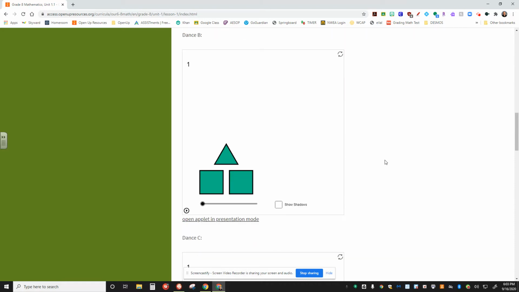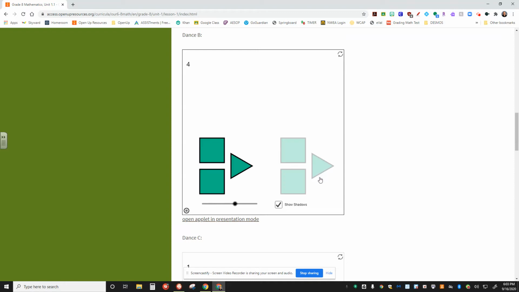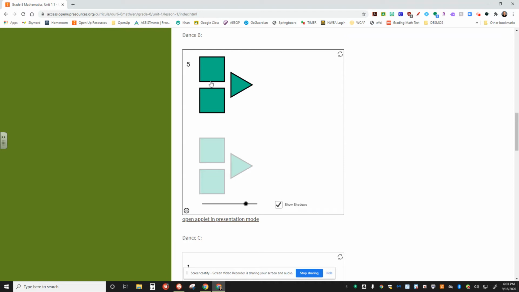Whoops. If we go here to Dance B, we can check out another one. I kind of like the shadows. If you don't, that's fine. How would you describe this one? Again, I would see that it slides to the right. Oh, we have another turning 90 degrees clockwise. Oh, but this time it slid back to the left and then up.